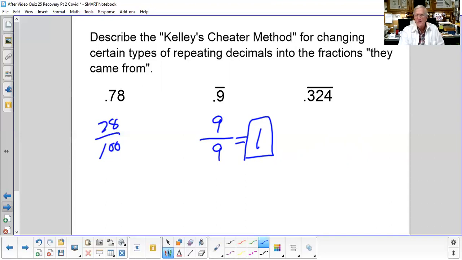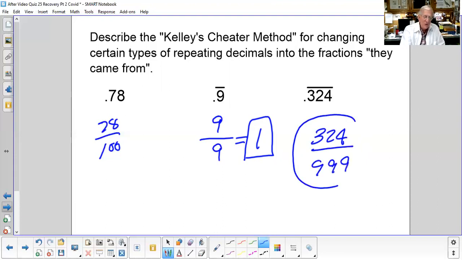Okay, 0.324 repeating. You simply take 324 and stick it over 3 nines. And you can leave it like that. You don't even have to reduce it. I'm not going to require you to reduce it on the test. Just remember, that is the correct answer. It's a very, very simple process, and you can simply write the Kelly's cheater method, and I'll accept your answer. Okay, let's go on.